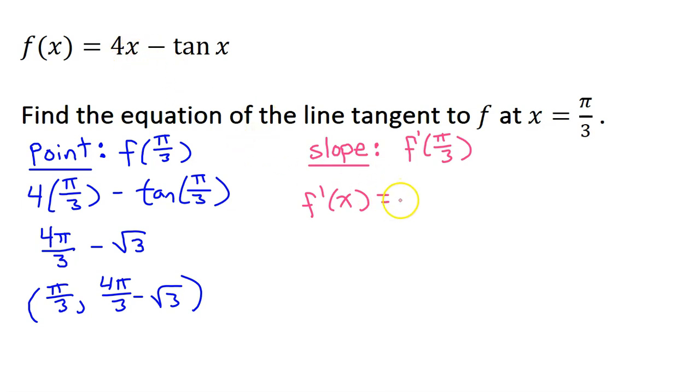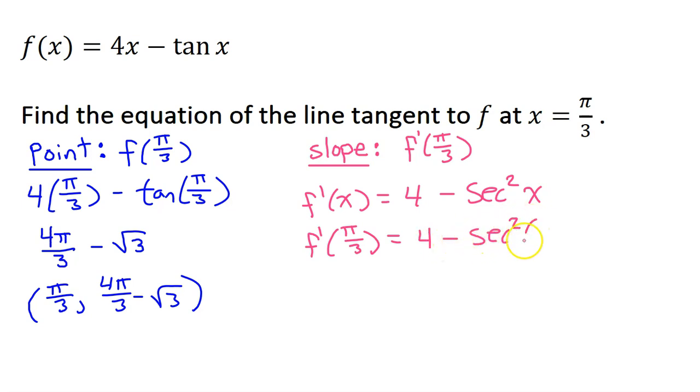The derivative of 4x is 4, and the derivative of tangent is secant squared. That's a memorized rule. So we have to evaluate this at pi over 3 to get the slope. So that's 4 minus secant squared pi over 3.